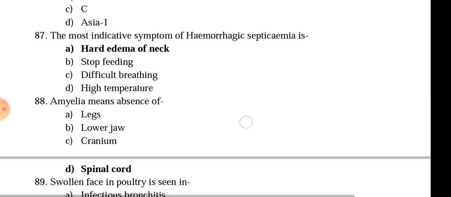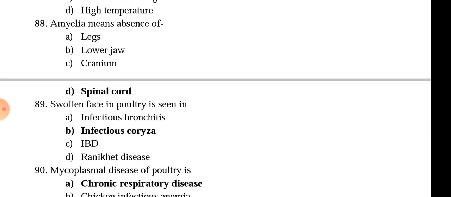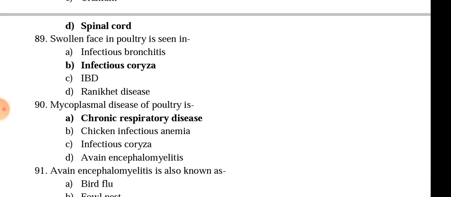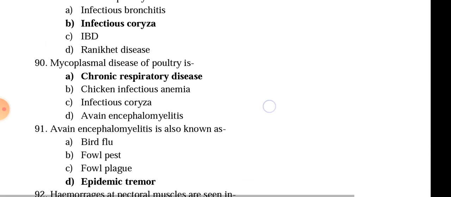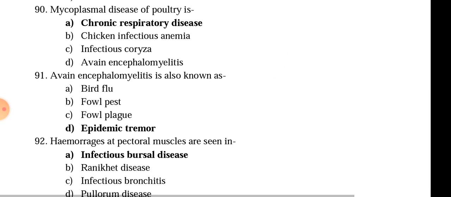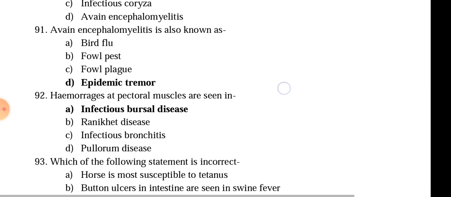Amyelia means absence of the spinal cord. Swollen face in poultry is seen in infectious coryza. The mycoplasmal disease of poultry is chronic respiratory disease. Avian encephalomyelitis is also known as epidemic tremor. Petechial hemorrhages in muscles are seen in IBD, infectious bursal disease.